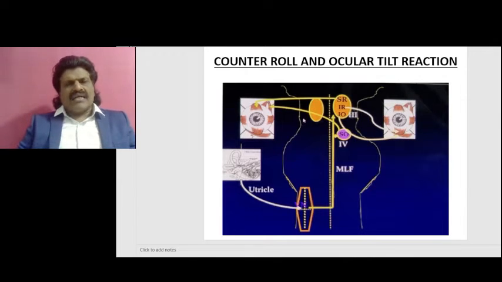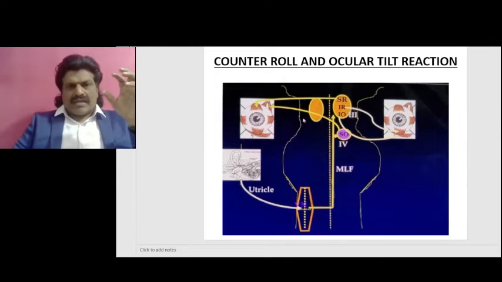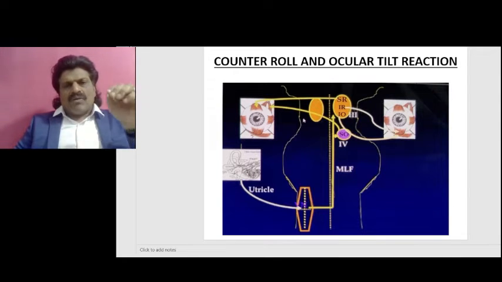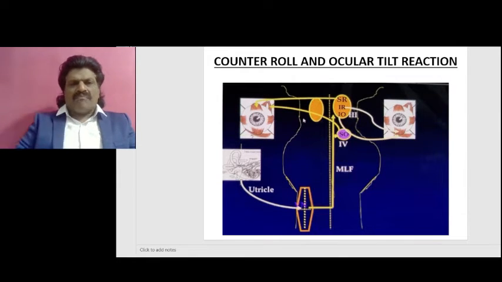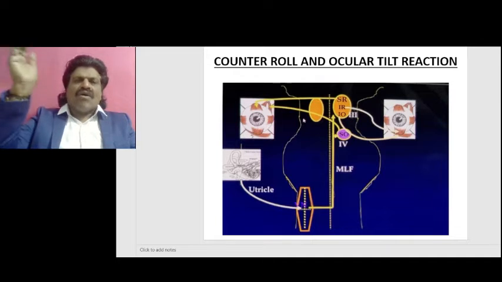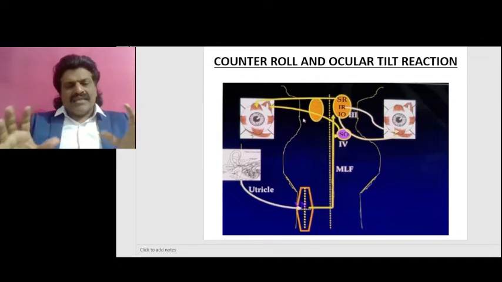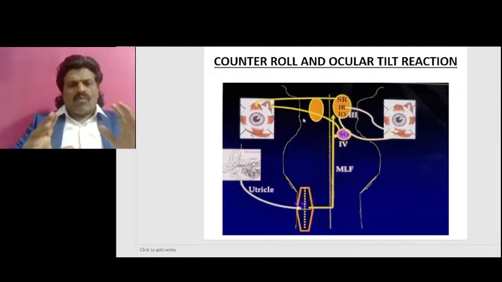Right, to understand this counter roll and ocular tilt reaction better, we need to understand this diagram, which is so simple but gives a wealth of information. With this diagram, we can place the lesion, whether it is in the medulla or thalamus. If there is a medullary lesion, the eye will be looking downwards on the side of the lesion. If it is a thalamic lesion, the eye is raised upwards on the side of the lesion. To understand this, we need to understand this simplified but self-explanatory and wonderful diagram.